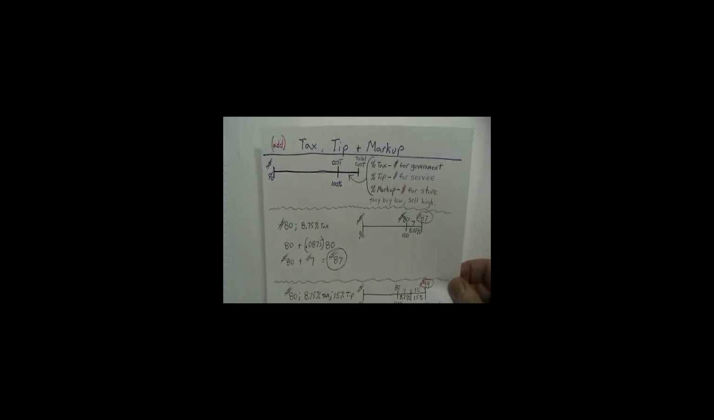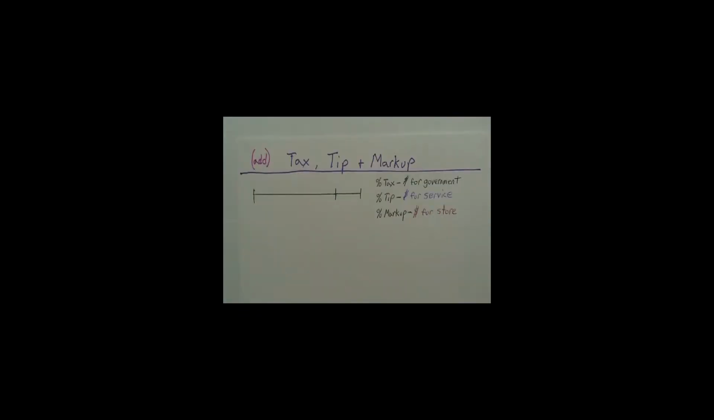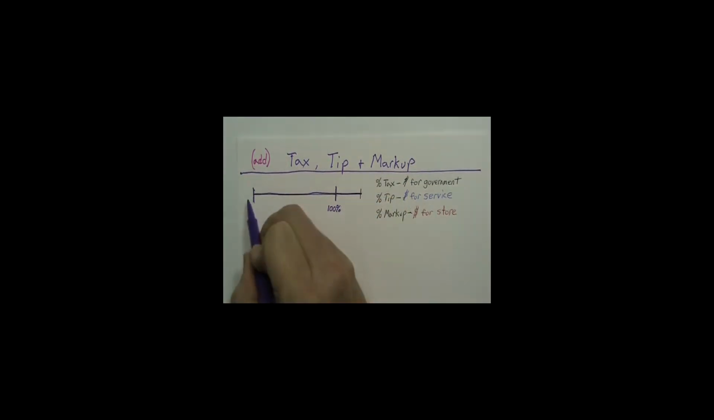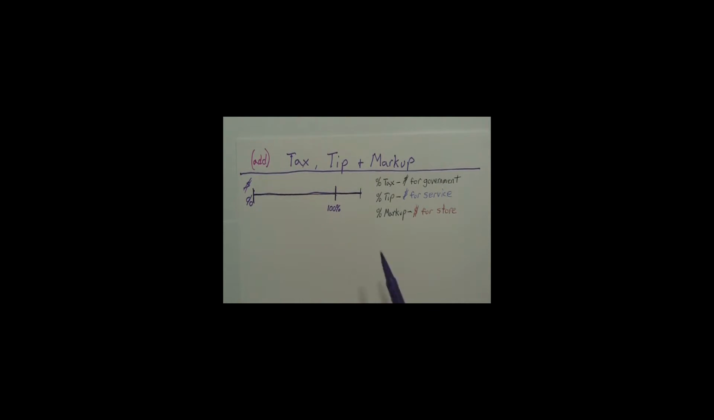So this is what it looks like when you're all done. I just made this a little bit ahead of time, but I'll just darken it in. So we're gonna have a number line here. And this will be 100%. This is our percent down the bottom. And at the top will be money, because when we're dealing with tax, tip, and markup, we're talking about money.